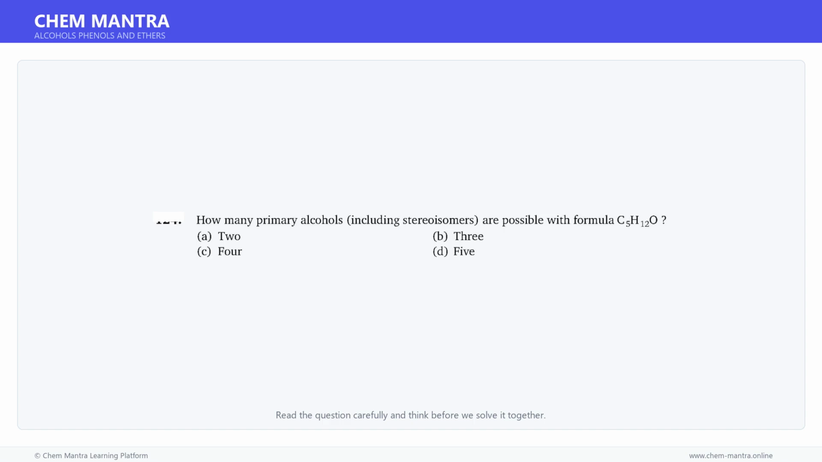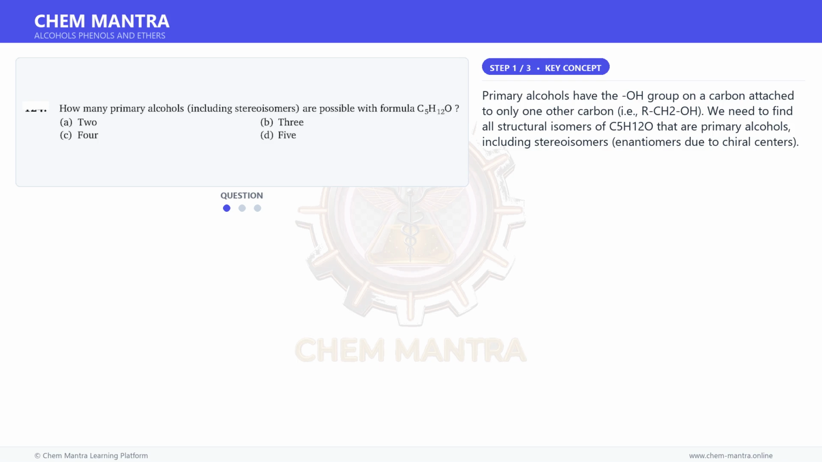Here is a question. Read it carefully and think about the answer. Let us solve it step by step. Let us first understand the key concept here. Primary alcohols have the OH group on a carbon attached to only one other carbon, i.e., CH2OH. We need to find all structural isomers of C5H12O that are primary alcohols, including stereoisomers, enantiomers due to chiral centers.